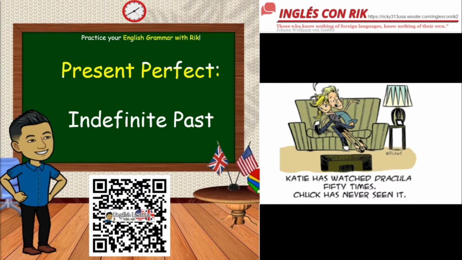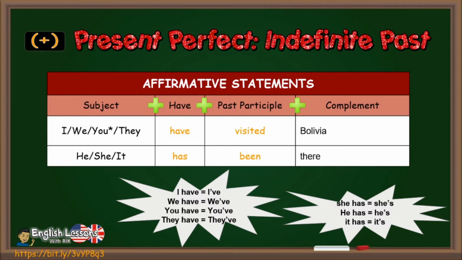Look at the picture. The description says, Katie has watched Dracula 50 times. We use the present perfect to talk about things that happened at an indefinite time in the past. Let's start with the forms.